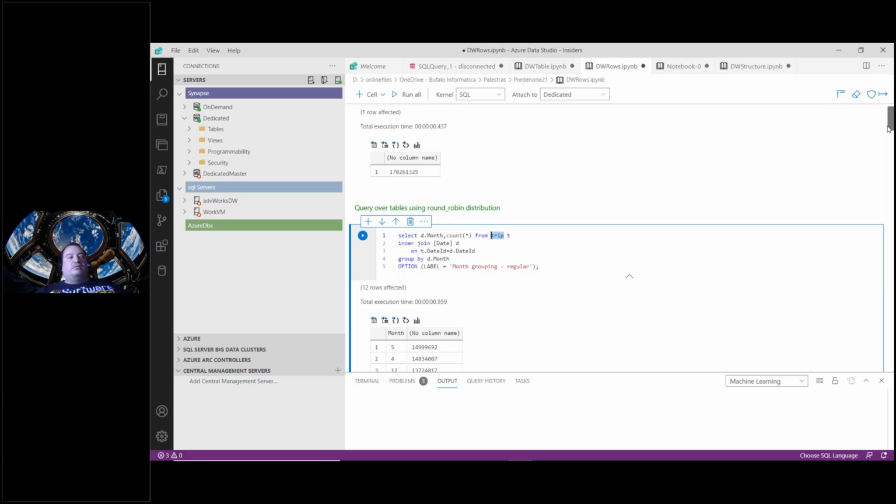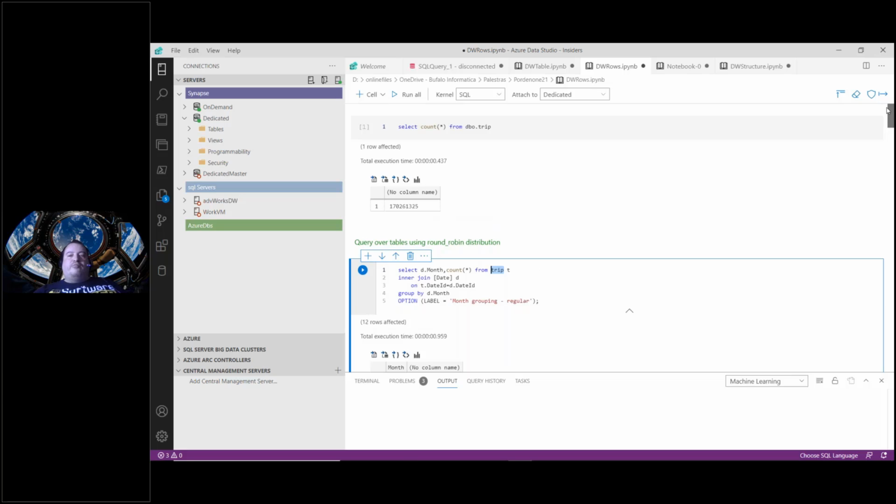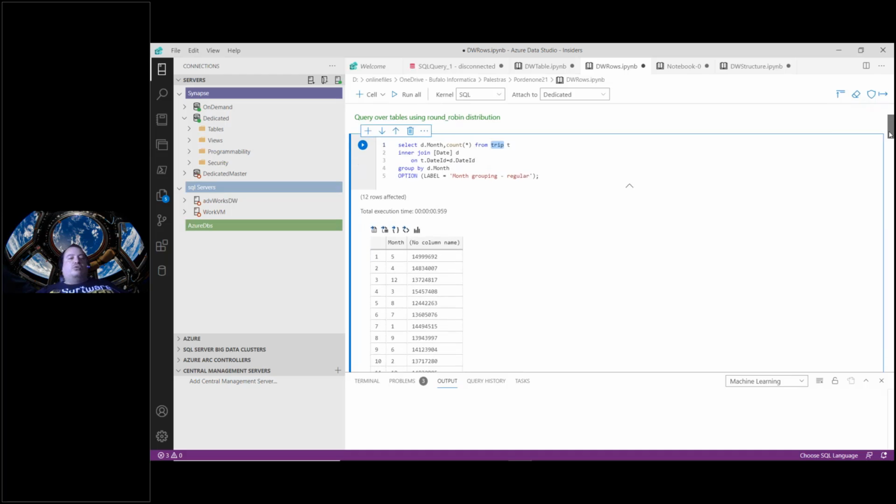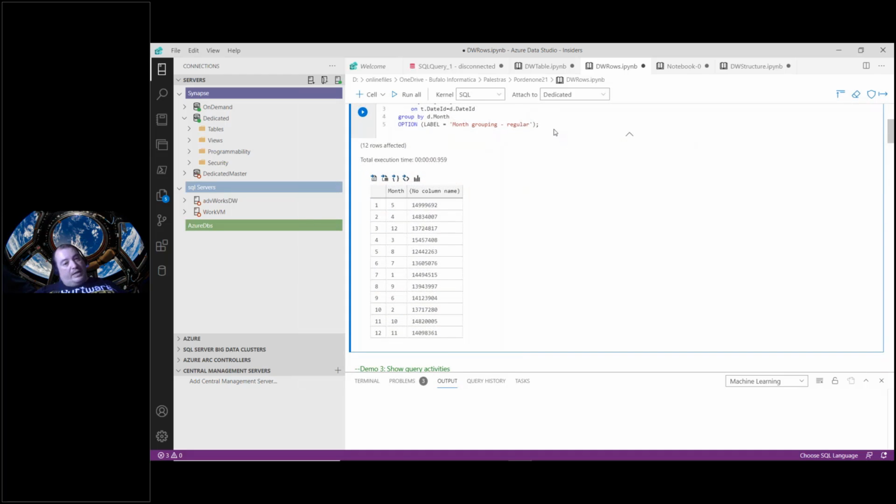This means that the SQL data warehouse on the DW2000, which is not even close to the highest level, has processed 170.2 million records in less than 1 second. Yes, in less than 1 second. How long would one of these queries take on your SQL Server? Here, it took less than 1 second.